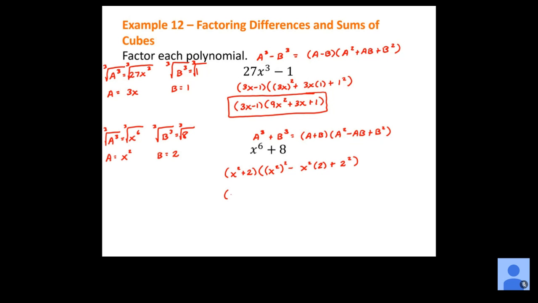Simplify what we've got there. We have x squared plus 2. x squared squared, we multiply the exponents. That gives us x to the 4th. x squared times 2 is going to be a negative 2x squared. And 2 squared should give us plus 4. Again, that second set of parentheses, never going to factor. Don't need to worry about it. So this right here is our final answer.